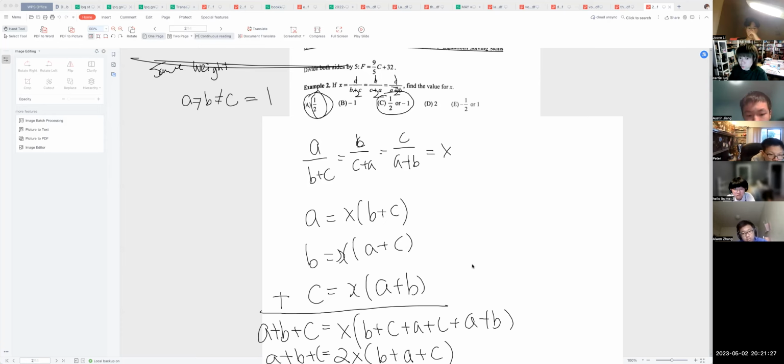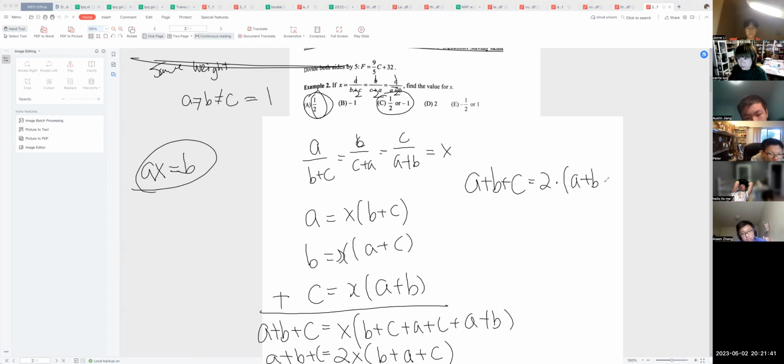OK, 好，这个题目就回到我们刚才说的 AX equals B 了。So a lot of students said, that's very easy, because A plus B plus C equals 2X times A plus B plus C. So obviously, X equals half. But that is based on A plus B plus C not equal to 0, right? Correct, everybody? But if A plus B plus C equals 0, so that is another way.